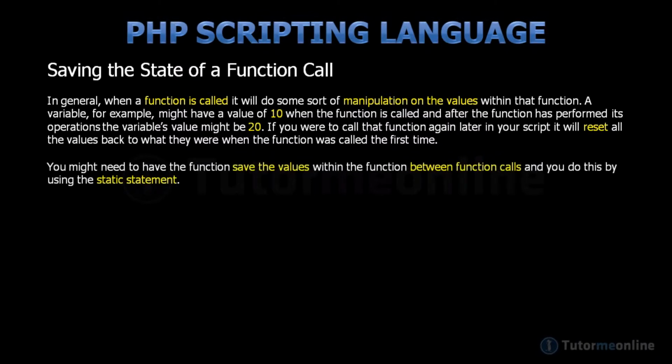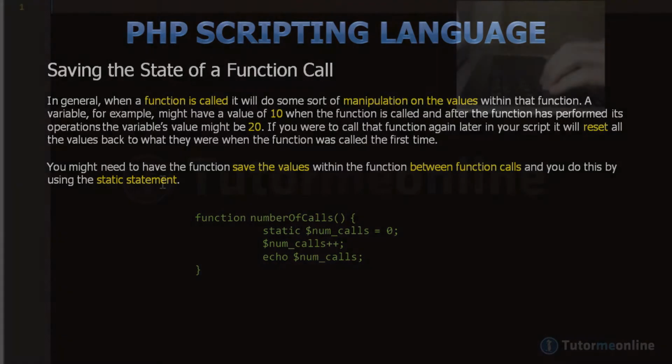You might need to have the function save the values within the function between function calls, and you do this by using the static statement. So you would define your function as usual, and then you would use the static statement to save the state of a variable between function calls. Let's have a look at a practical example.